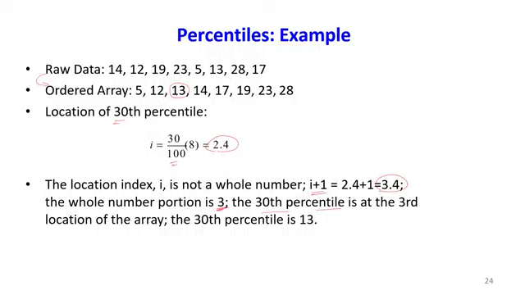So it is 13. What it says is that 30 percent of the values are below this 13, which is these two, and 70 percent of the values are above this point. Now, why is it important for data analysis? We will understand. With percentiles, we get a lot of information about the data distribution, how the data is distributed.